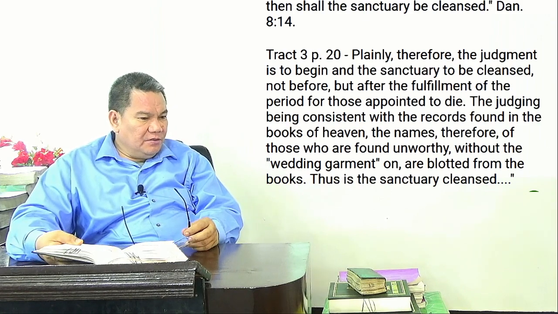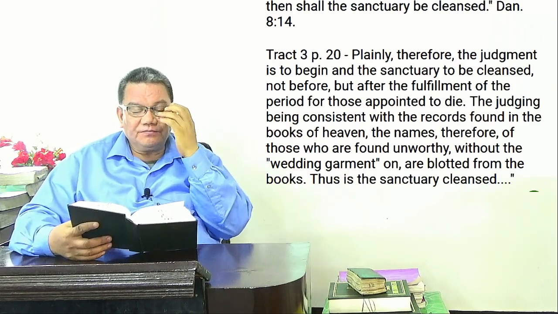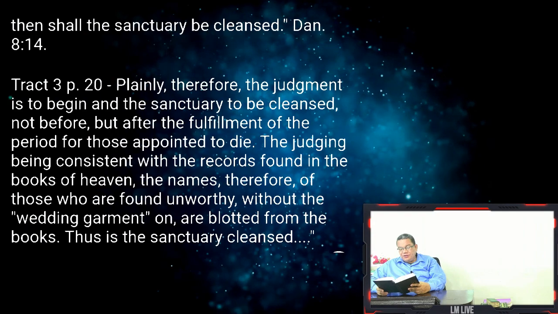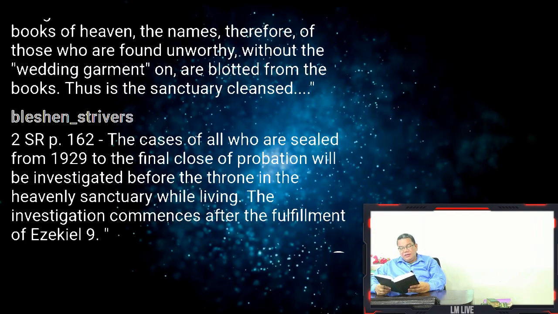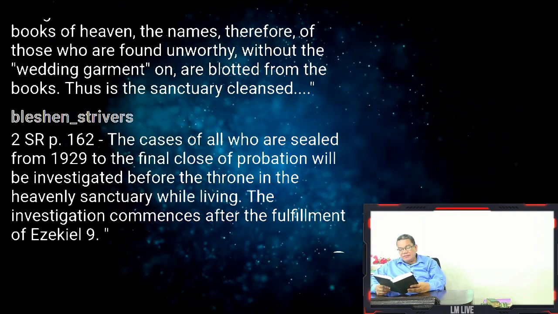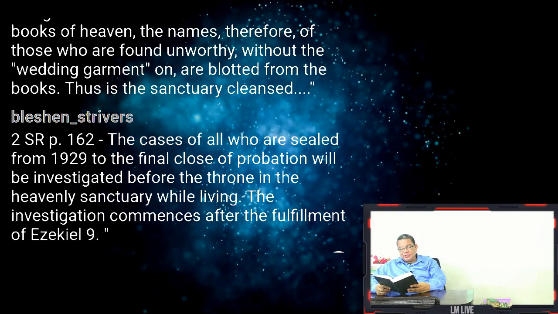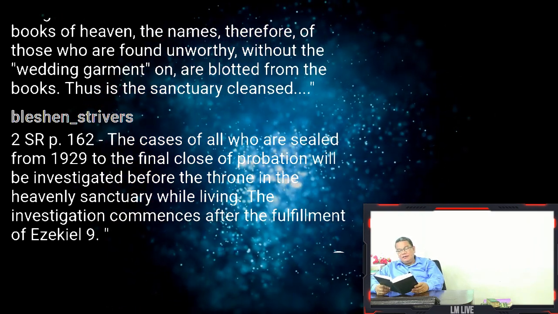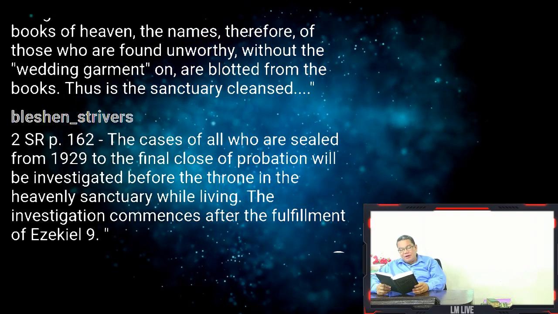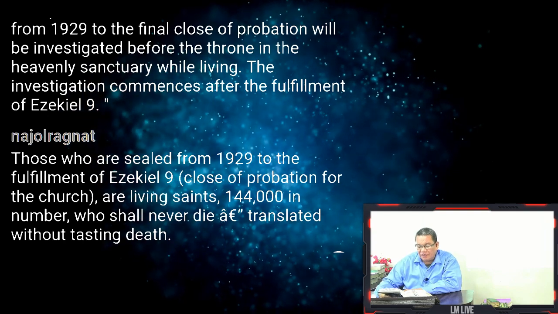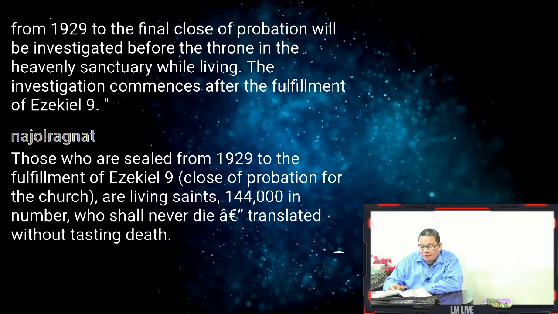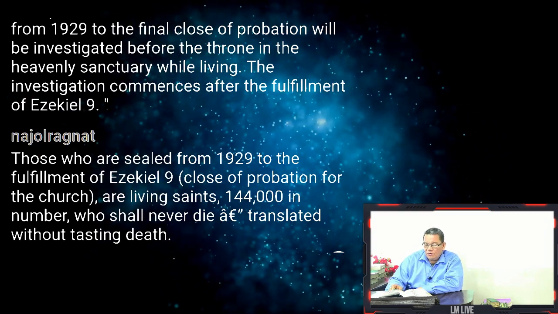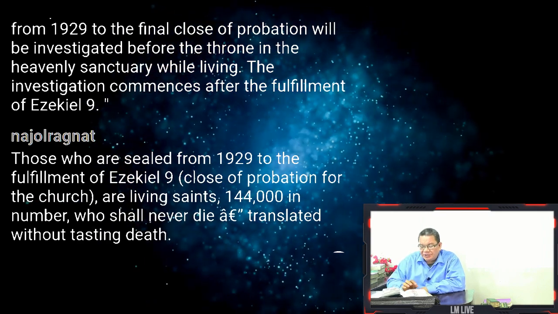2 SR page 162. It says, the cases of all who are sealed from 1929 to the final close of probation will be investigated before the throne in the heavenly sanctuary while living. The investigation commenced after the fulfillment of Ezekiel 9. Those who are sealed from 1929 to the fulfillment of Ezekiel 9, close of probation, for the church, are living saints, 144,000 in number, who shall never die, translated without tasting death.